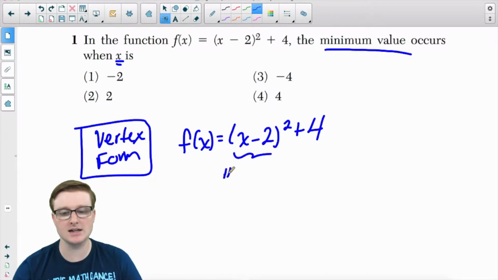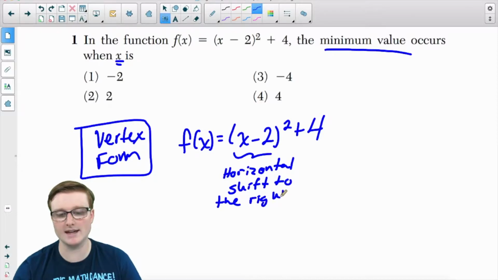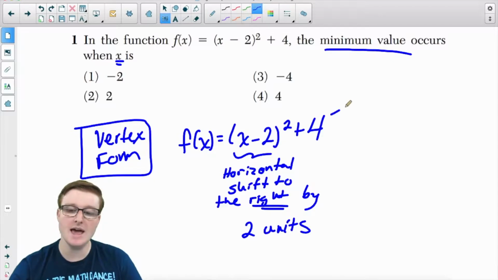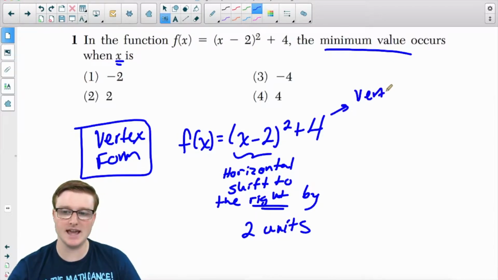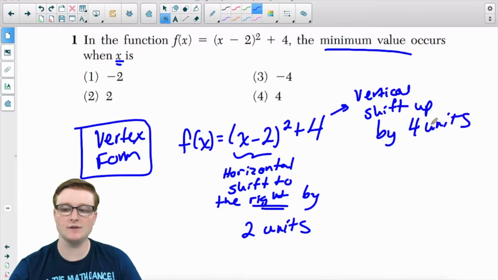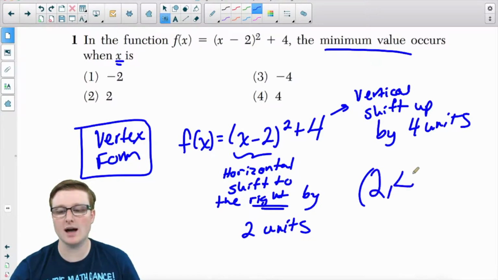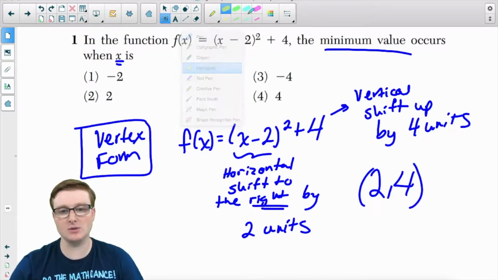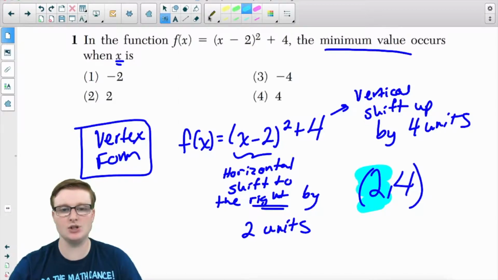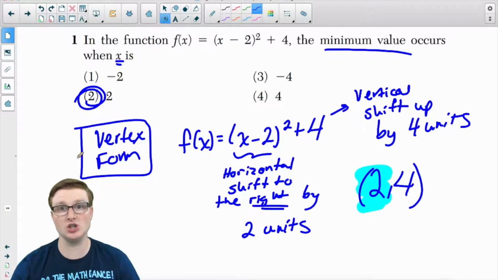So this in here represents a horizontal shift to the right because it is opposite the sign. So to the right by 2 units. And then the positive 4 represents a vertical shift up by 4 units. So your vertex is 2, 4, and your x value in this is going to be positive 2. So that's why it is going to be choice 2.